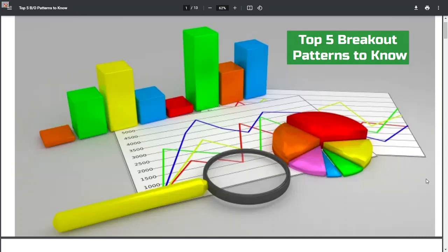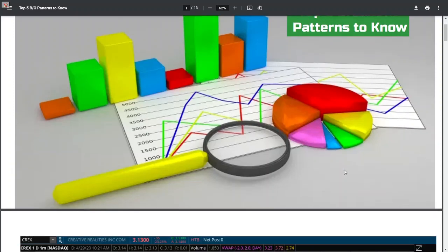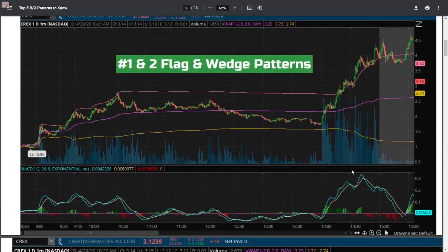Today's lesson, top 5 breakout patterns to know. And again, we're going to keep this as simple as possible. And I love CREX. So many examples I've gotten out of this one play from last year, as you can see on April the 29th.